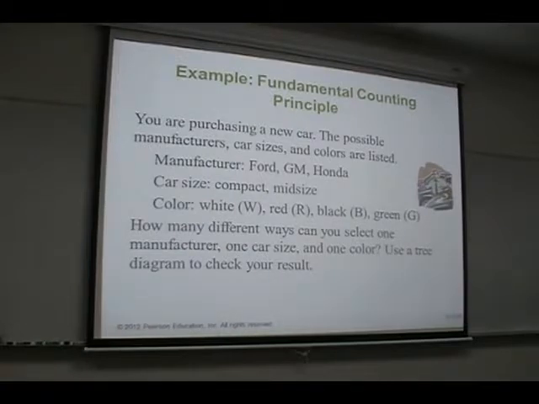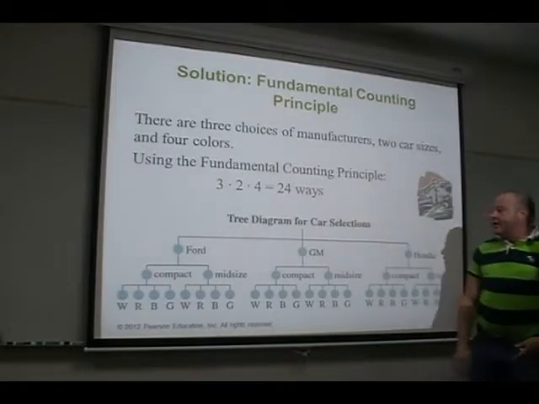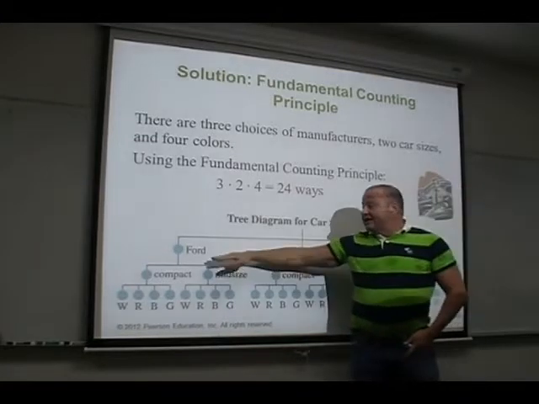Okay, so let's look and see what they did. Here we go. First of all, we do have 24 things listed. That's what we said. Here's the tree diagram. First thing they did was pick a manufacturer.